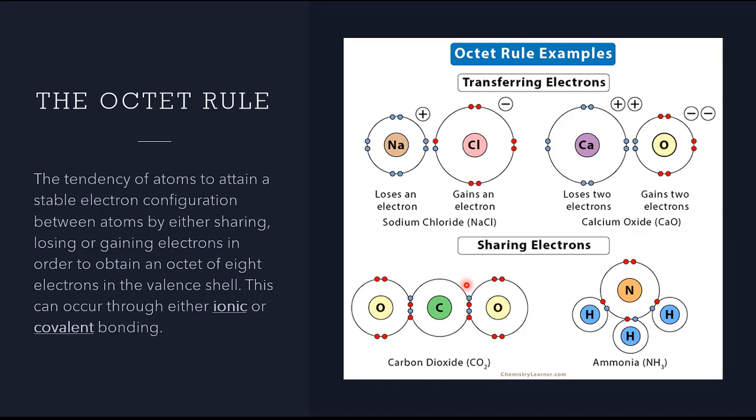So why do atoms bond? Well, one of the driving forces between creating bonds is something chemists call the octet rule. And we can define the octet rule as the tendency of atoms to attain a stable electron configuration between atoms by either sharing, losing, or gaining electrons in order to obtain an octet of 8 electrons in the valence shell. This can occur through either ionic or covalent bonding.